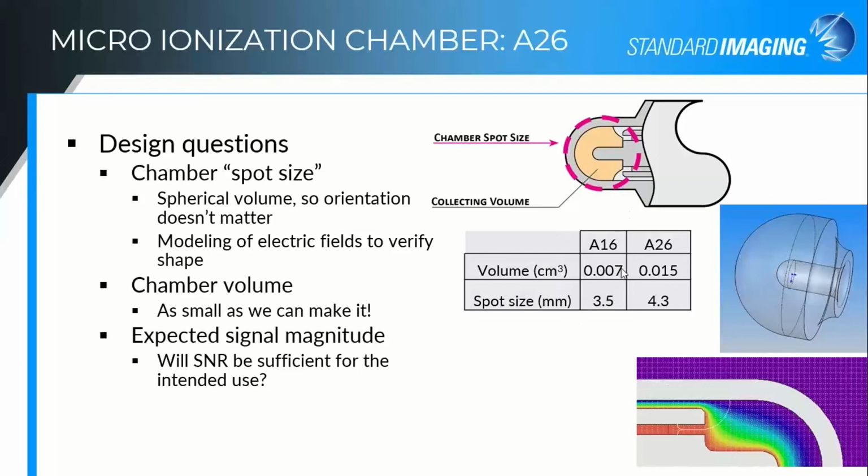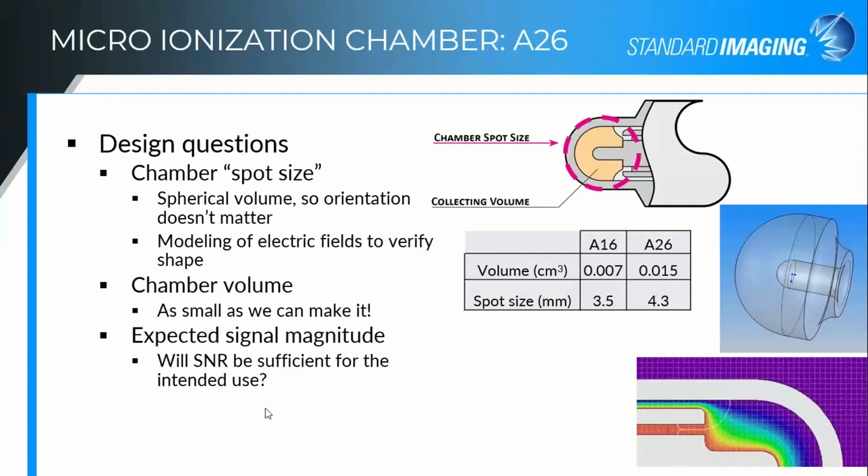We modeled the electric fields to make sure that we knew that shape and we knew the volume very precisely. The chamber volume is really as small as we can make it. This is the smallest well-behaved ion chamber that you will find. The A16 is slightly smaller. I know there's another smaller one out there on the market. They have a wire center electrode in the A16, which is what causes some of that different behavior from the A16 versus the A26. The A26 really is the best small chamber that you will find.